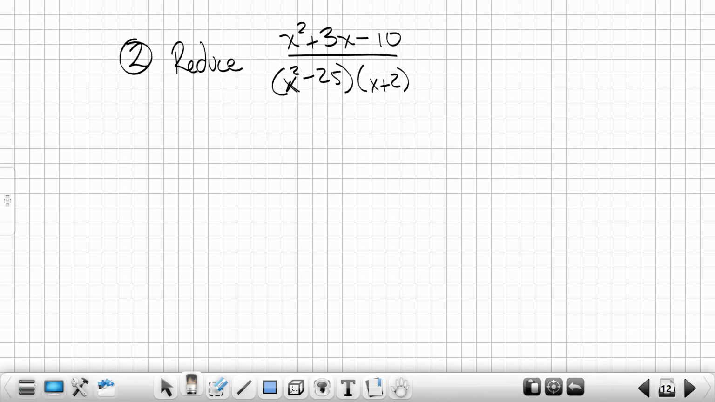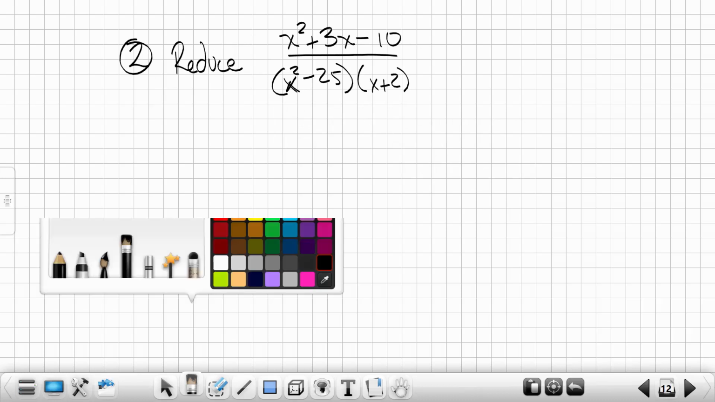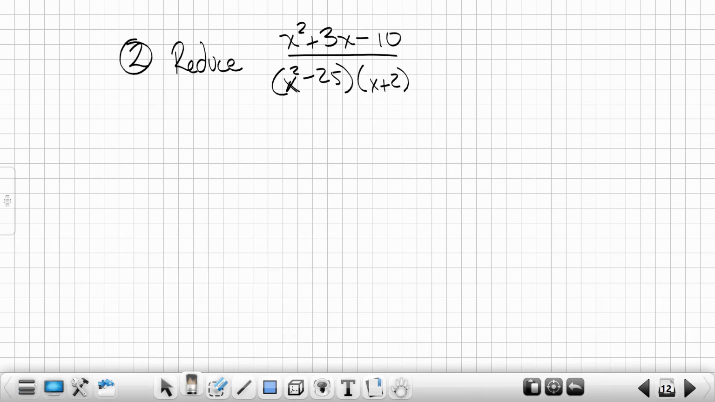Number 2, reducing. So here we need to factor everything. In order to reduce, which is once again a part of every problem, we need to factor the numerator and the denominator. So what multiplies to -10 and adds to 3? 5 and -2, so +5, -2. And x squared minus 25? X plus 5 and x minus 5.